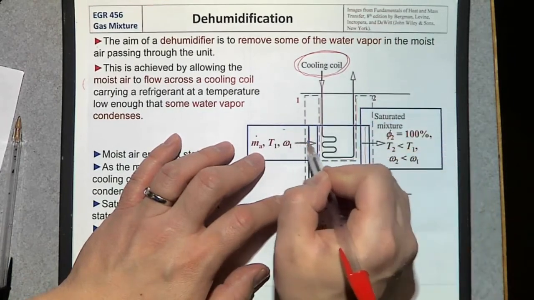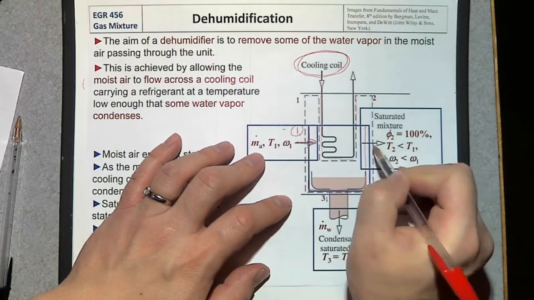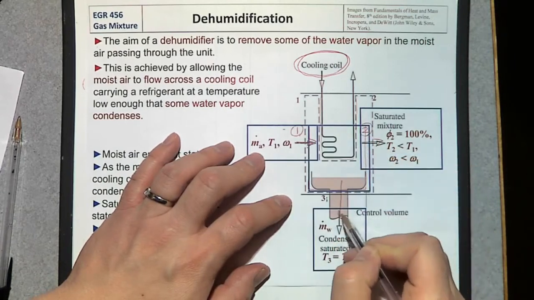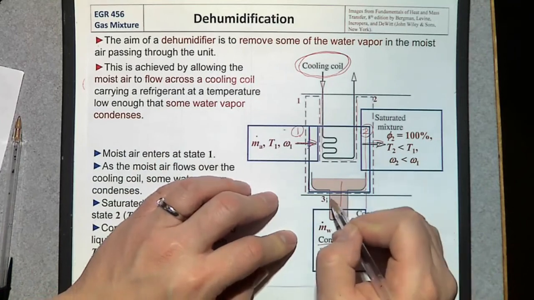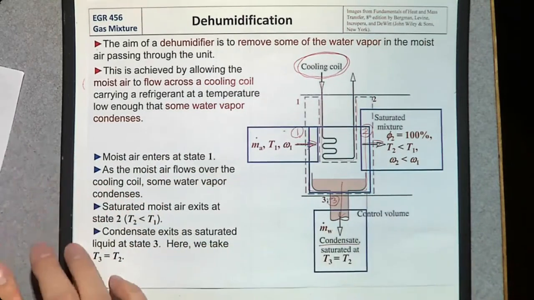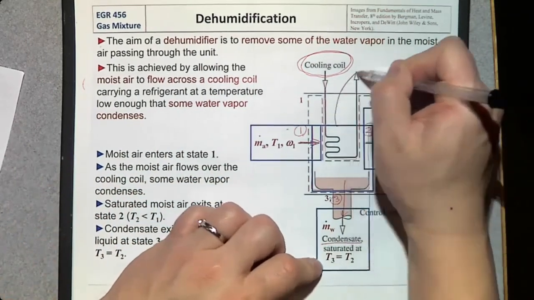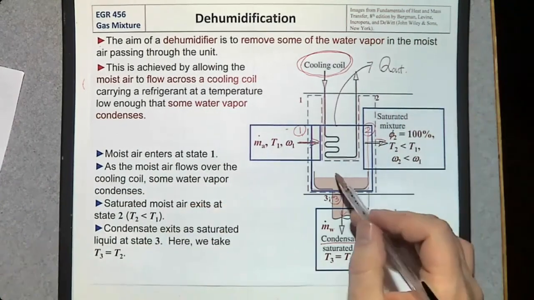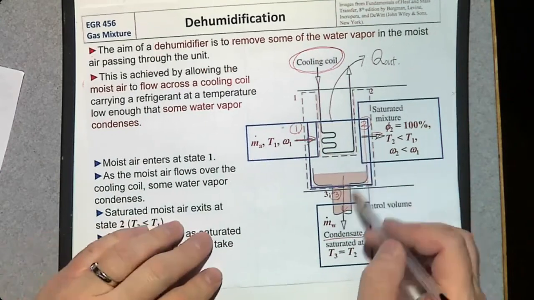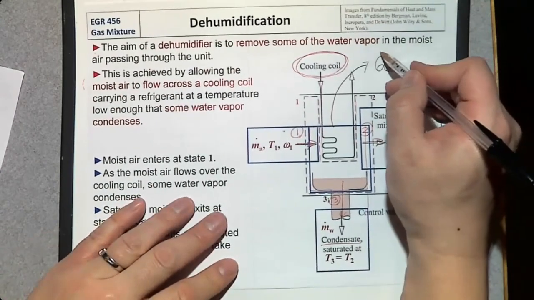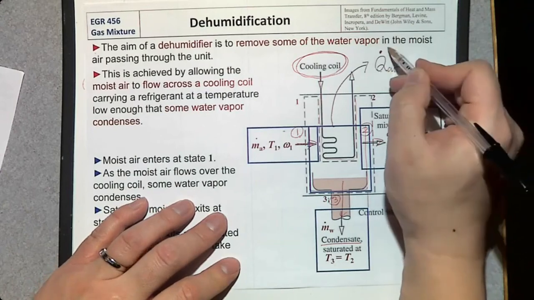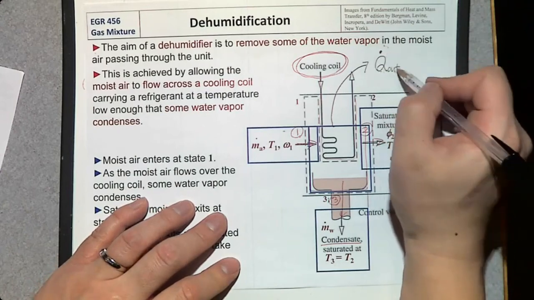So we have one inlet, number 1, and exit number 2. We have another exit for condensate, which is number 3. And using this cooling coil, we are removing heat. There's a Q out. Since it's an open system, with one inlet and two exits, it is convenient to use a rate form. So instead of Q out, we can say the rate of heat transfer, Q dot out.